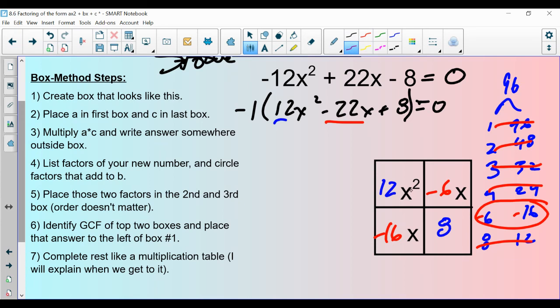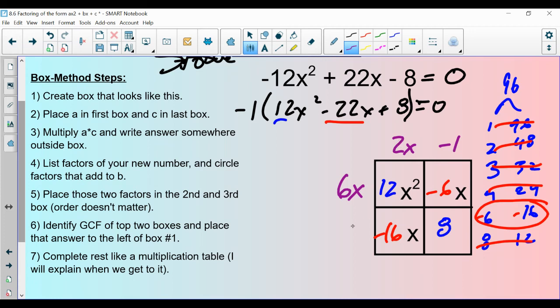Greatest common factor of 12x squared and negative 6x would actually just be 6x. And 6x times what is 12x squared? That would be 2x. 6 times 2 is 12, and x times x squared. X times x is x squared. Now 6x times what is negative 6x? That would be negative 1.